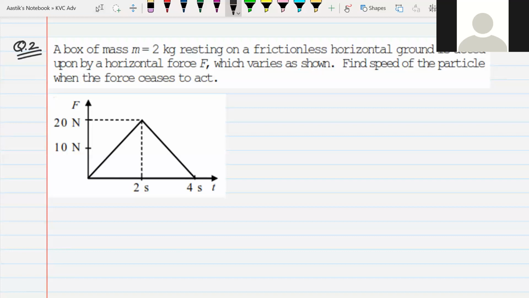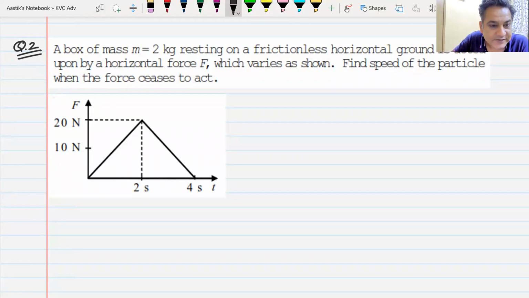Sir, it's 20 meters per second. Let me check. Yes, that is the correct answer. Good. How did you get it? Sir, the area under the force and time graph is the impulsive force, which is the change in momentum.